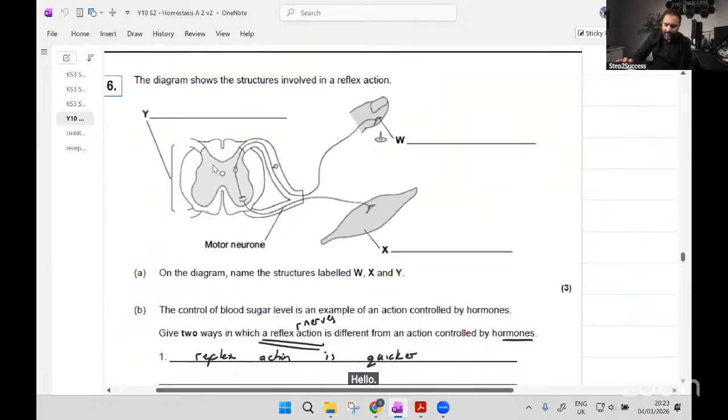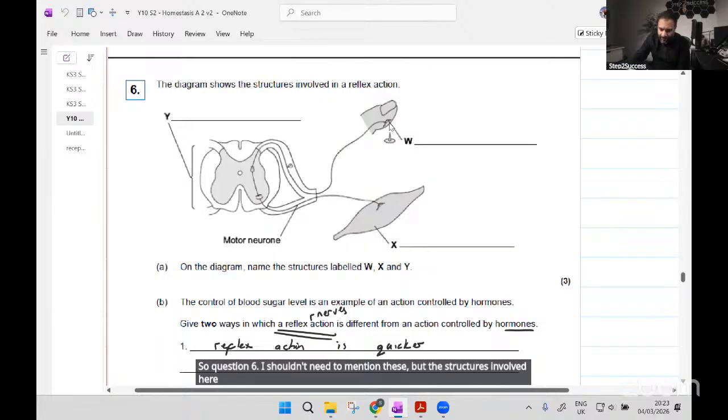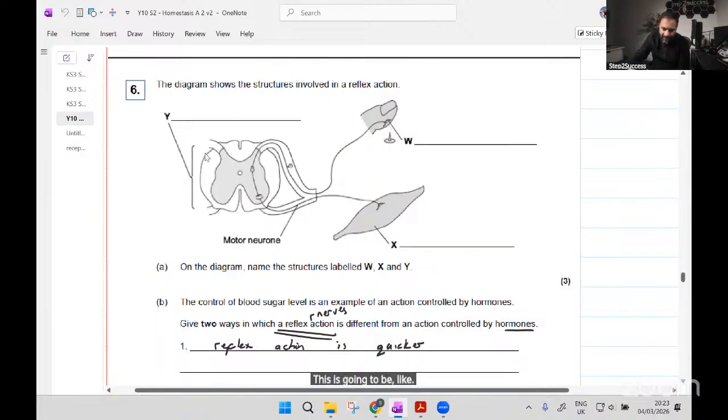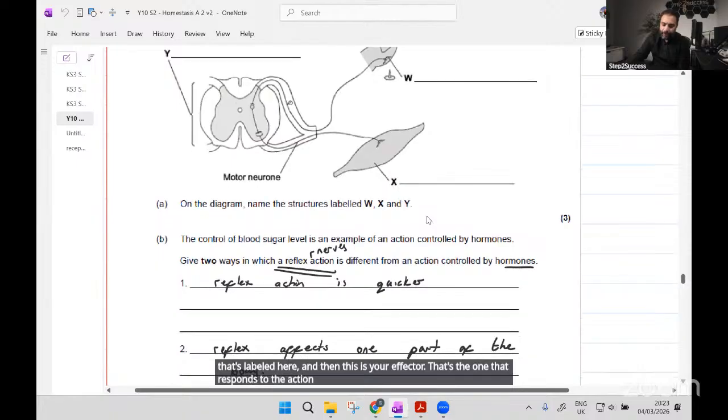So, question 6. I shouldn't need to mention these, but the structures involved here, I think that's going to be a receptor. This is going to be your central nervous system, this whole thing here that's labeled here. And then this is your effector. That's the one that responds to the action.